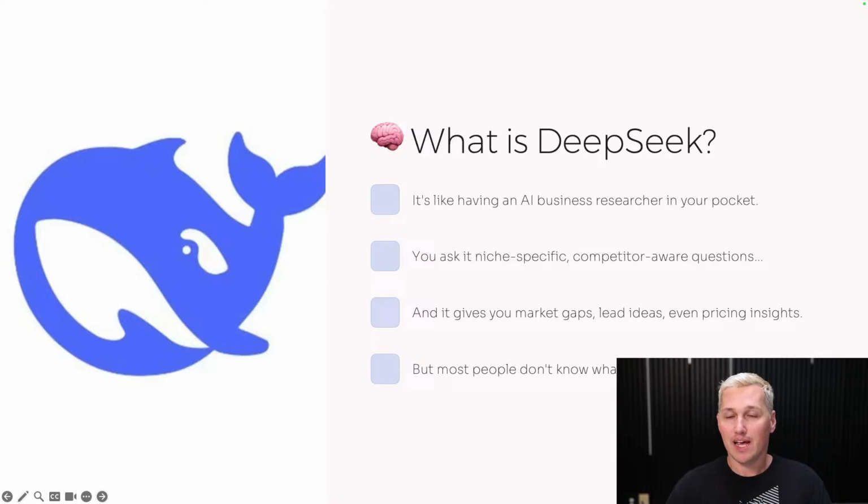Now, DeepSeek is like having an AI business researcher in your pocket. You can ask it niche-specific, competitor-aware questions. Not just basic research, but really strategic questions. It'll give you market gaps, lead ideas. It'll even give you price insights. But most people don't know what to ask it. And that's what I want to share with you today so that you can actually get this tool working for you and start earning money from the comfort of your own home.